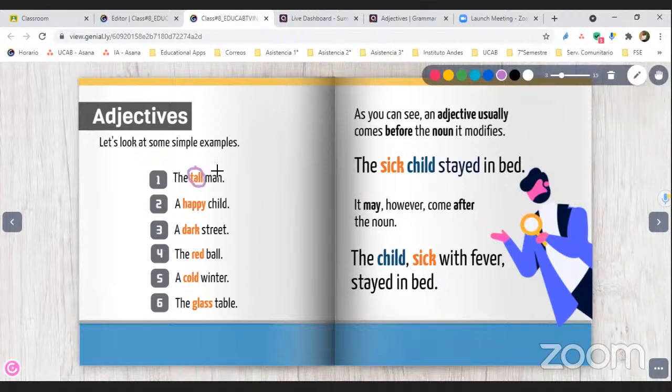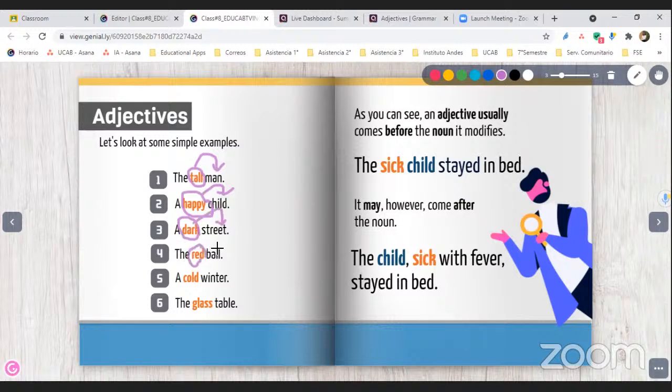Tall is telling us how is the man. The man is tall, okay? So the tall man. A happy child, the word happy is telling me how is the child. The child is not sad or is not upset. The child is happy. The word dark is describing the street. Okay, how is the street?